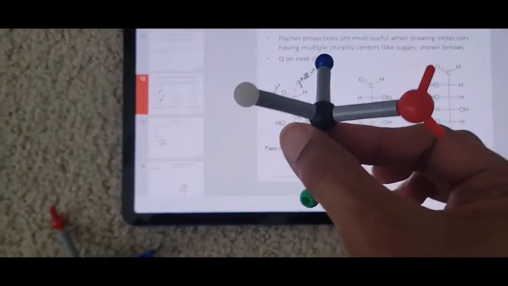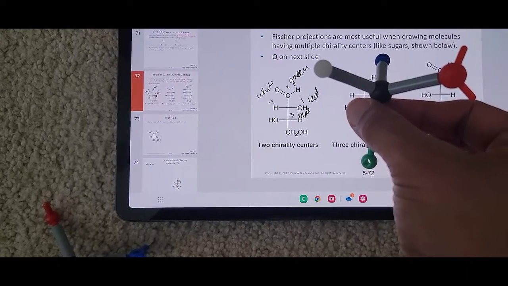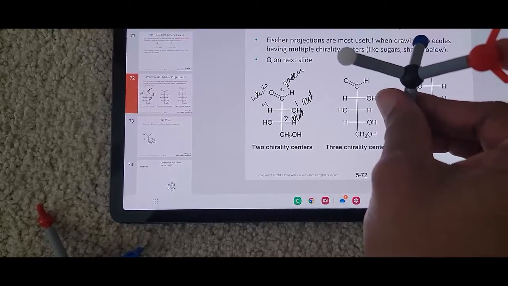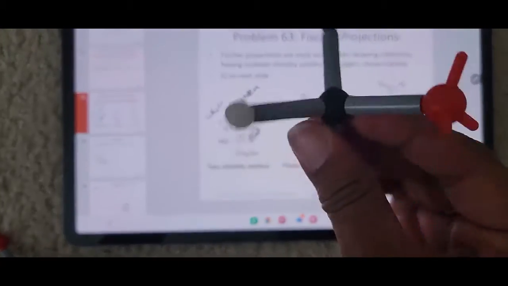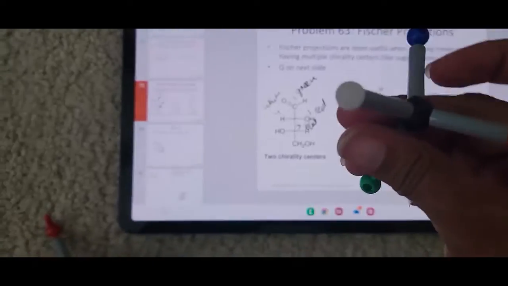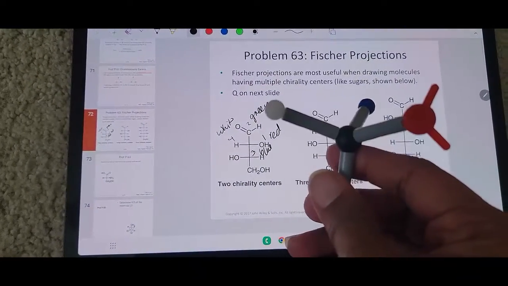So I'm looking at it like this with the oxygen, the OH group on the right hand side towards me. So I'm literally looking flat. So if I rotate this, you can see it's flat in front of me. But my 3rd priority, which is going to be my blue, is downwards, so I need to swap my atoms.